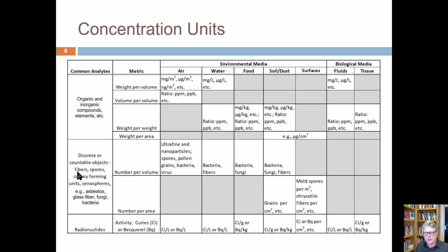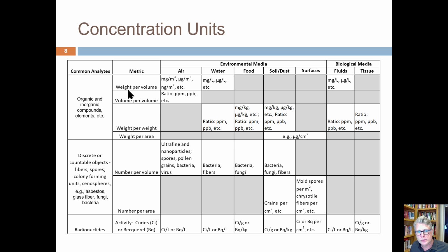These include things like fibers, like asbestos fibers, or spores, like fungal spores or bacteria spores, or even viable bacteria and fungi. Viable means that the fungi and bacteria can reproduce, right? They can grow. And then the third category here is radionuclides. And there is a variety of different common units or metrics used to describe concentrations of this first group of organic and inorganic compounds.